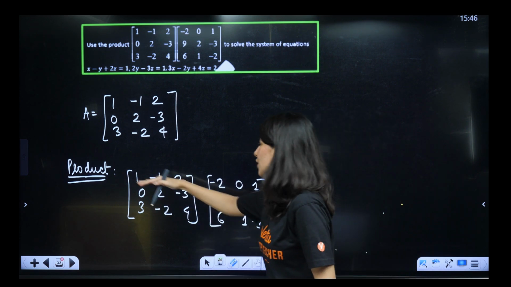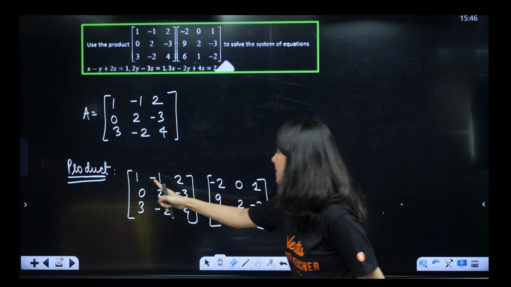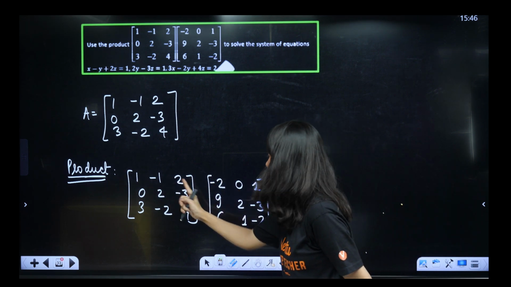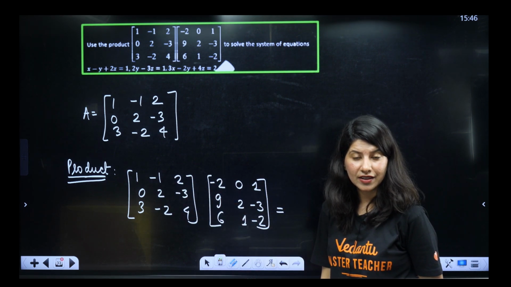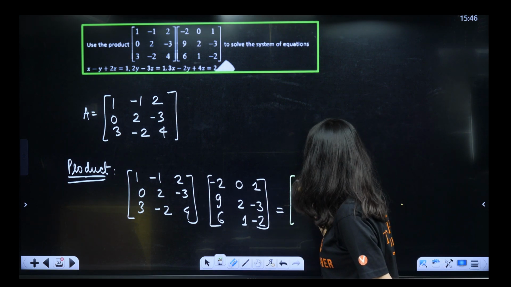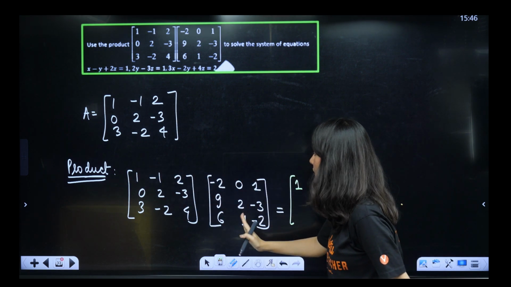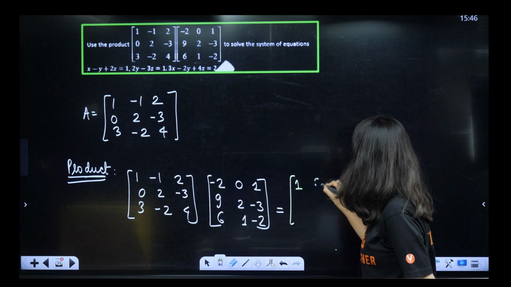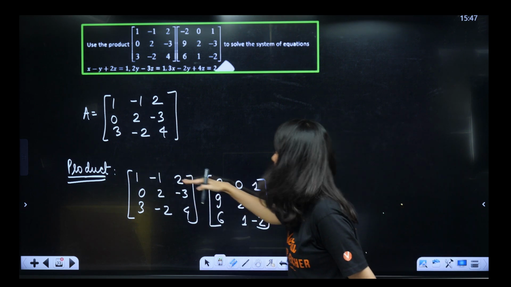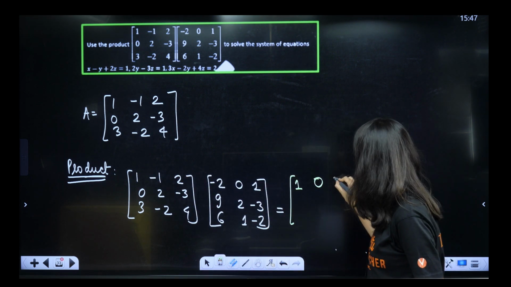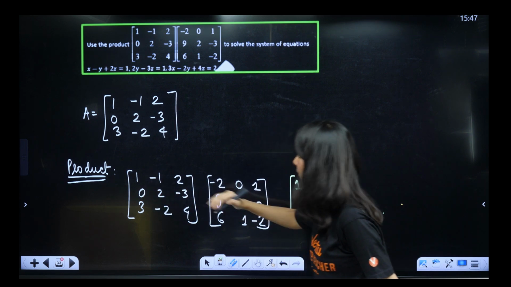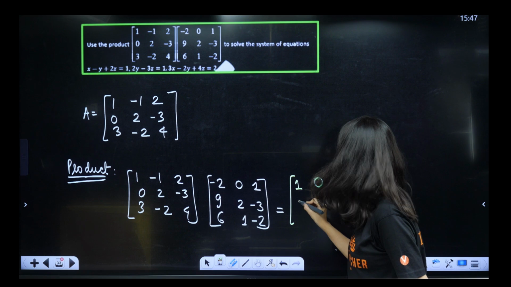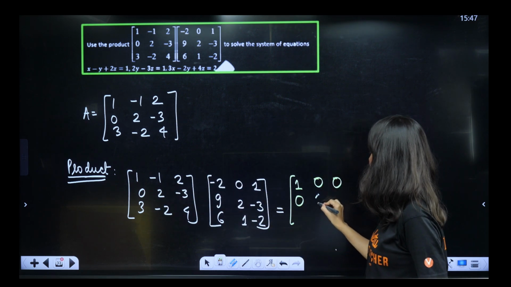Okay. Chalo, row number 1, column number 1. Tell me, ma'am, minus 2, minus 9 and 12. That means you're going to get 1. Row number 1, column number 2: 0, minus 2, plus 2, 0. Then row number 1, column number 3, 0. Row number 2, column number 1: 0, 18, minus 18, 0. Row 2, column 2, you will get 1.